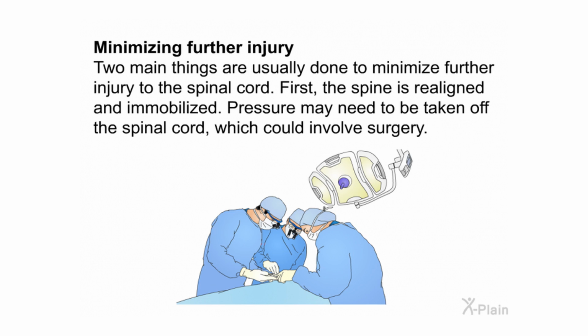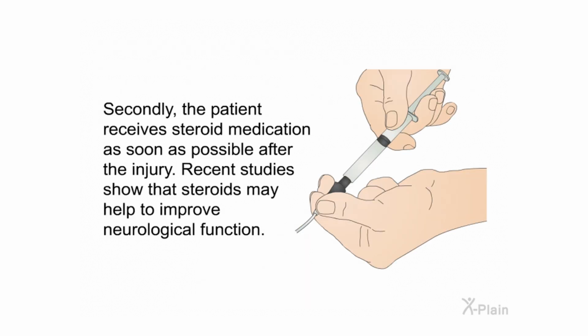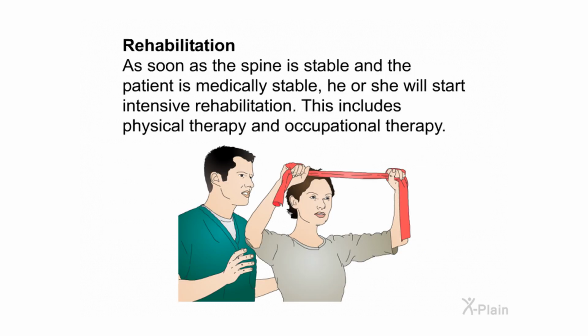Minimizing further injury. 2 main things are usually done to minimize further injury to the spinal cord. First, the spine is realigned and immobilized. Pressure may need to be taken off the spinal cord, which could involve surgery. Secondly, the patient receives steroid medication as soon as possible after the injury. Recent studies show that steroids may help to improve neurological function.